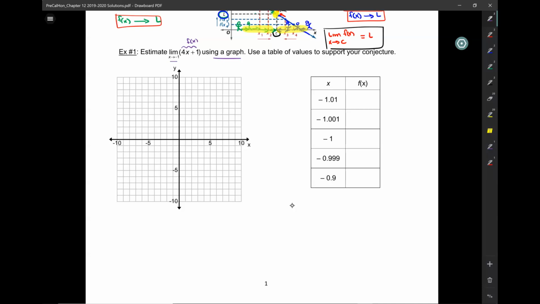Okay, so the first thing I'm going to do here is I'm going to graph this function, right? y is equal to 4x plus 1. Seems easy enough. The y-intercept is 1. And now the slope is 4. So as I go up 4, I go over 1. Okay, and then as I go down 4 here, 1, 2, 3, 4, I go over 1. So that's what this graph is going to look like.